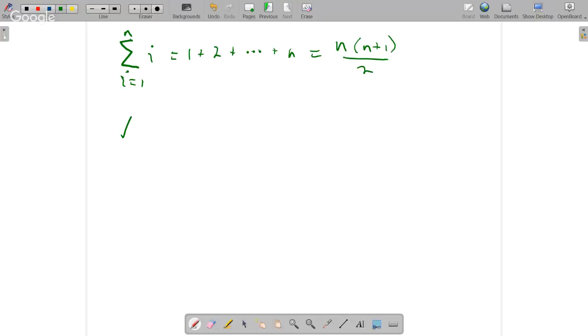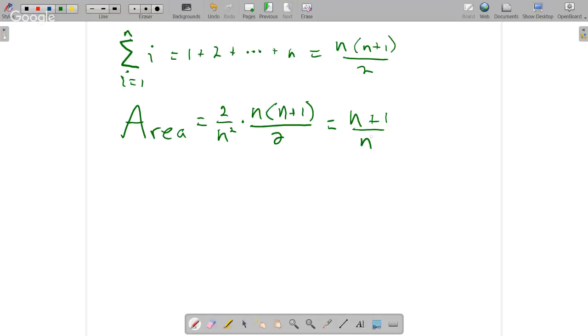So my sum, which is approximating the area, was 2 over n squared times this sum above, and that sum evaluates to n times n plus 1, all over 2. Now this cleans up a little bit. 2 divides into 2, n divides into n. So this tells me the area, given n rectangles, is going to be n plus 1 over n for this particular function. Every function is going to be a little bit different.